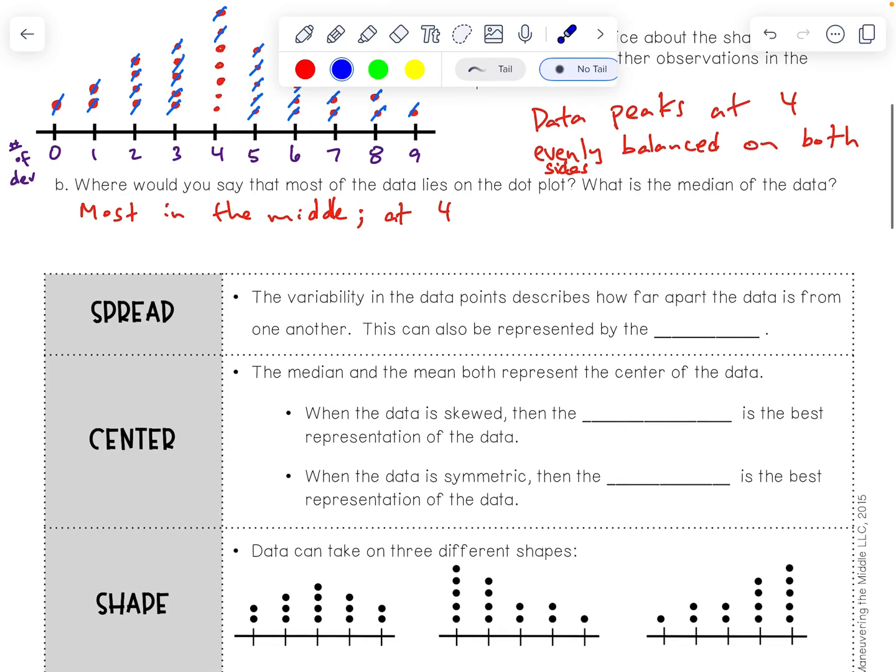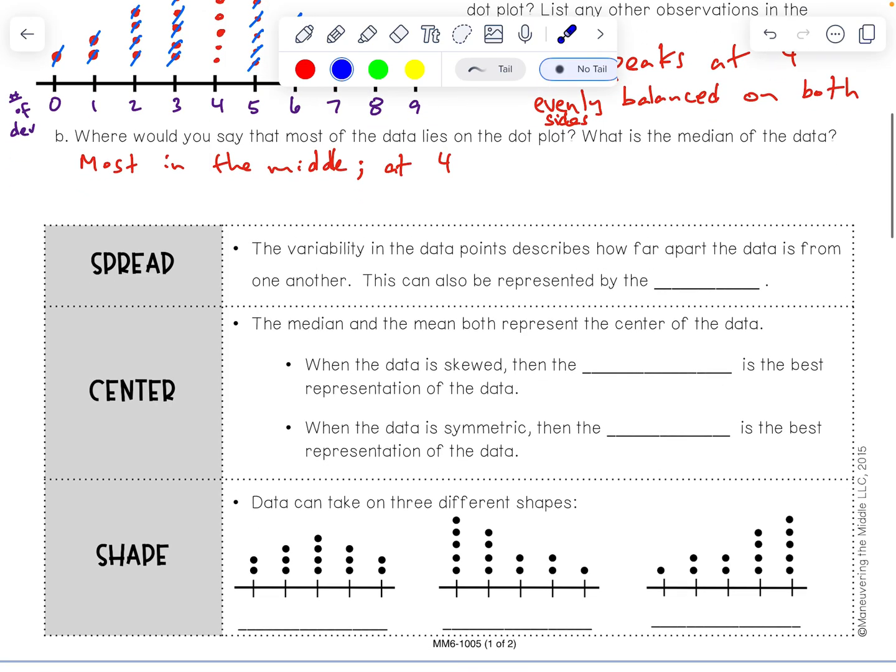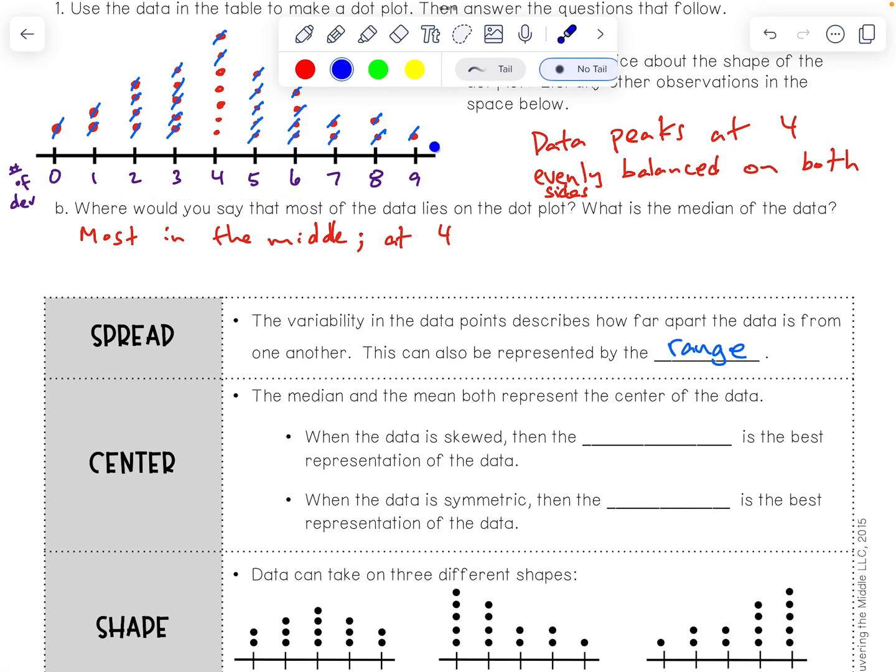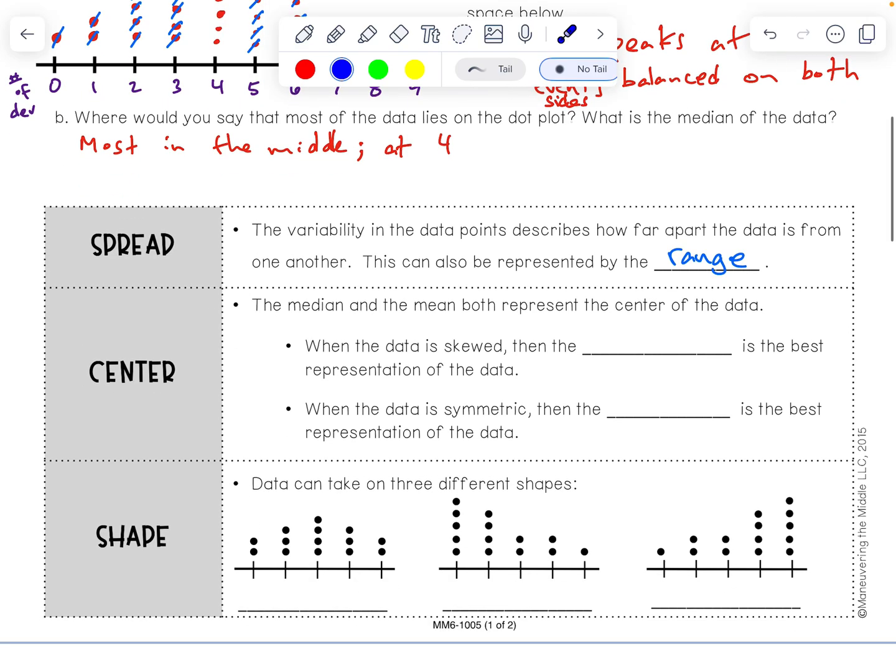All right, let's talk about the spread of data. The variability in the data points describes how far apart the data is from one another. This can be represented by the range. So the range is the difference between the highest and the lowest number. So we would say, oh, 9 minus 0, the range is 9, or between 0 and 9.